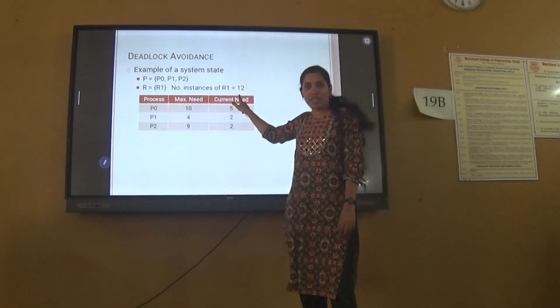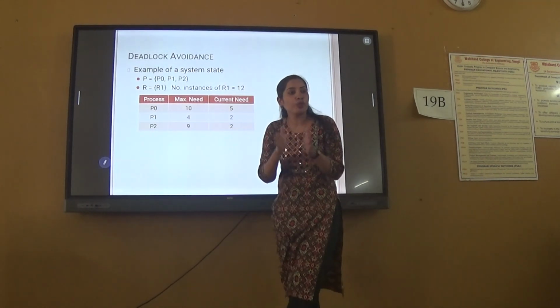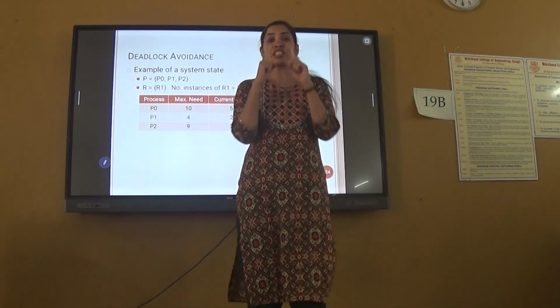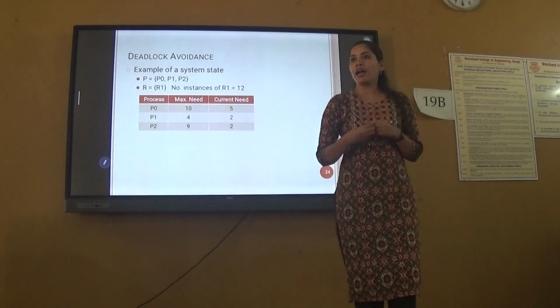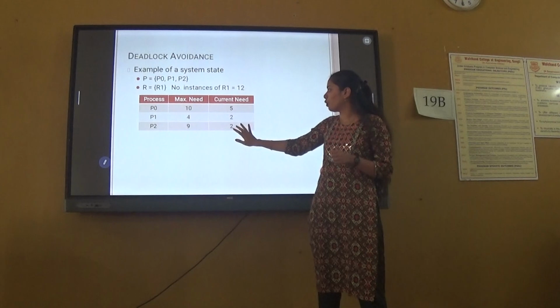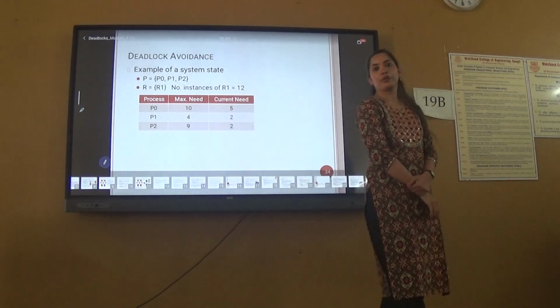Now I have 12 instances and they have demands like this. I have to distribute accordingly. My distribution should be such that there will not be any worse situation. So I will allocate 5, 2 and 2.